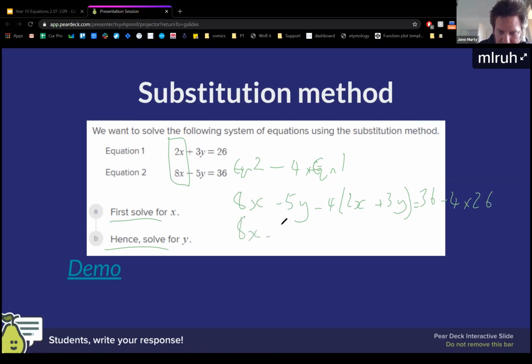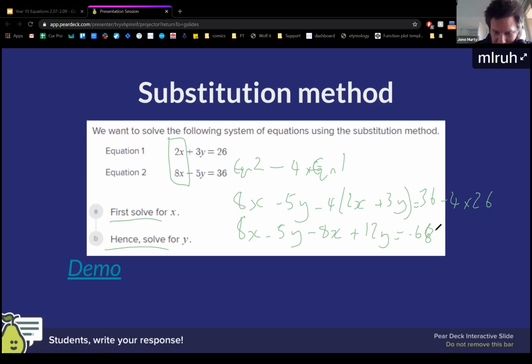Let's expand. 8x minus 5y minus 8x, there we go, plus 12y equals 4 times 26, 80, 90, 80, 104. 36 minus 104 is minus 66, I think. Minus, oh, I can't. 36 minus 104, I can't count today. Minus 68.